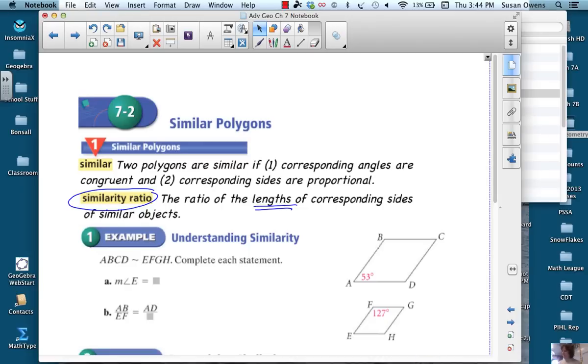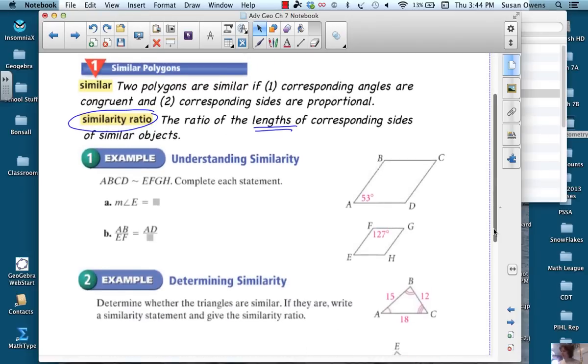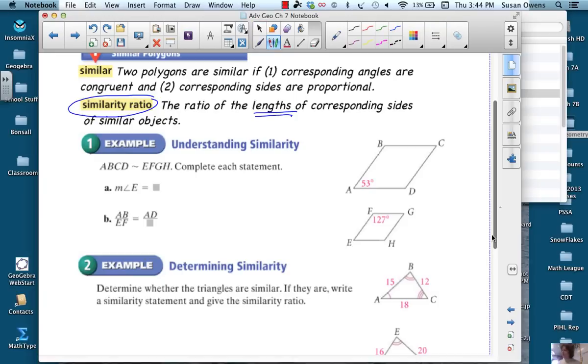Okay. So completing this statement, if these two things are similar, notice this symbol for similarity. It's kind of like the congruent symbol without the equal. So if we draw a tilde, this means similar. So if I have two polygons that are similar, then angle E would be congruent to angle A. Easiest thing to do is to look, they have to be in corresponding order, so E matches up with A, so it's got to be measure of angle A.